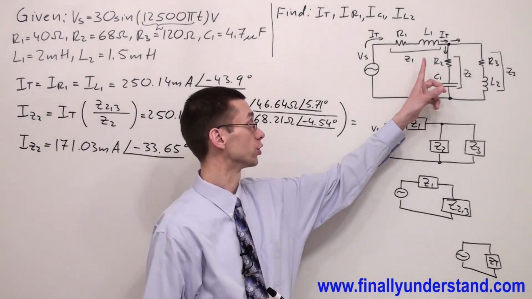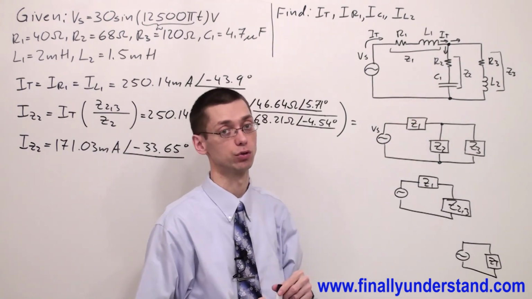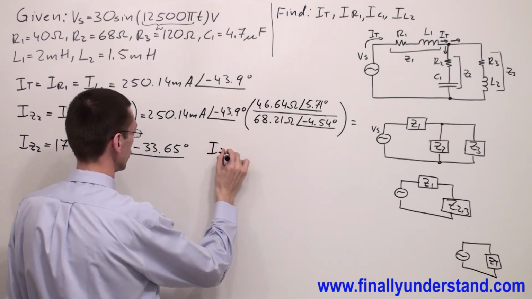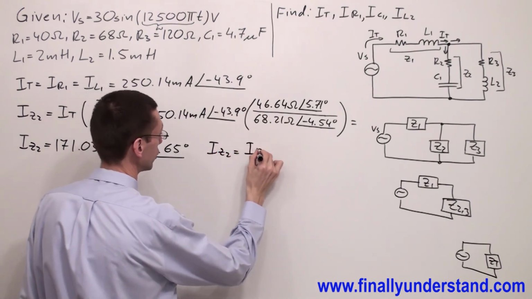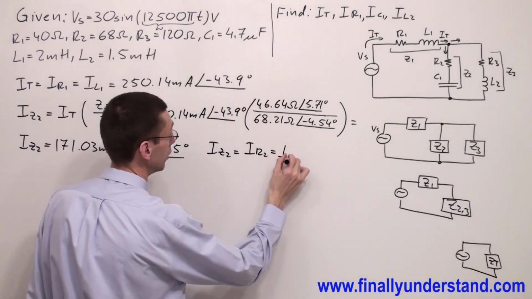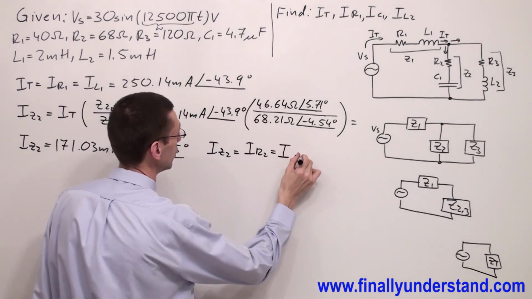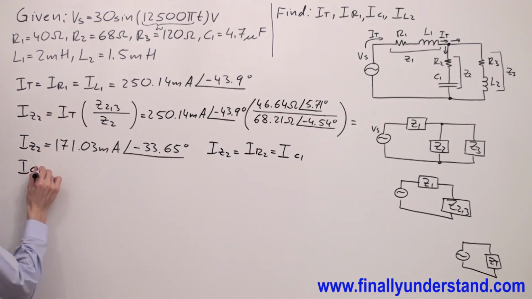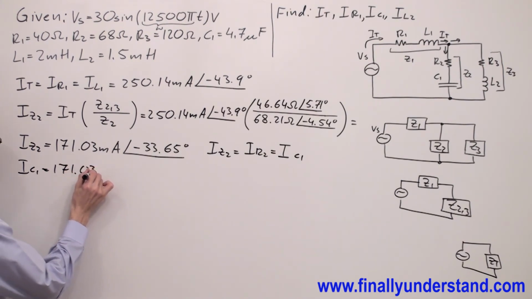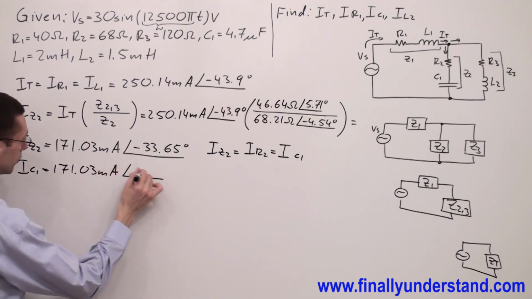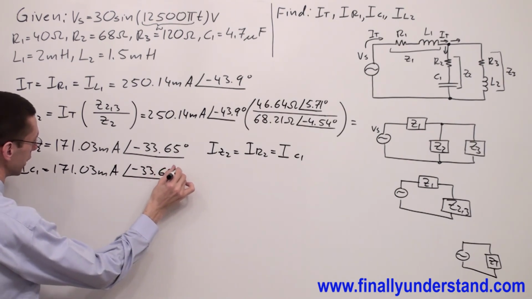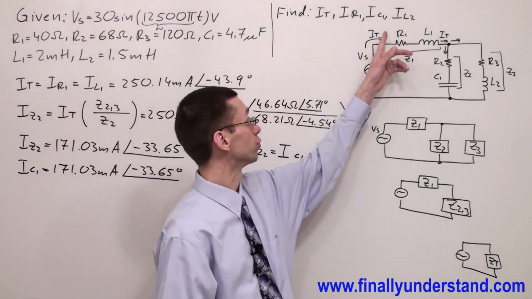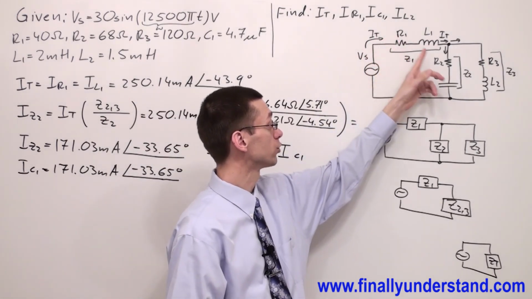Let me remind you that the current IZ2 is the current which goes through resistor R2 and capacitor C1. So I can say that IZ2 is equal to IR2 and also is equal to IC1. Okay, so I can say that IC1 is equal to 171.03 milliamps and angle of negative 33.65 degrees.